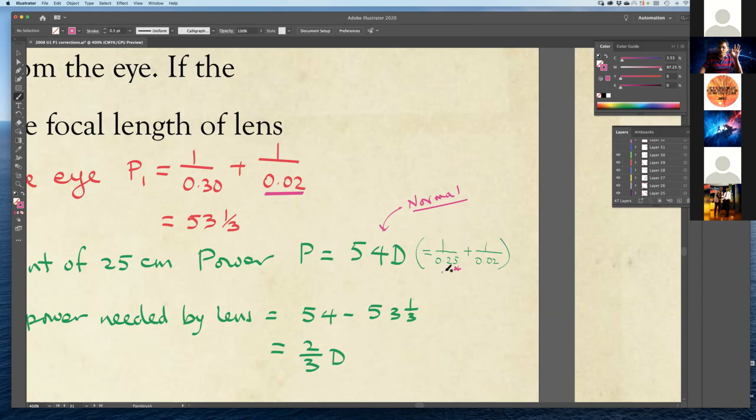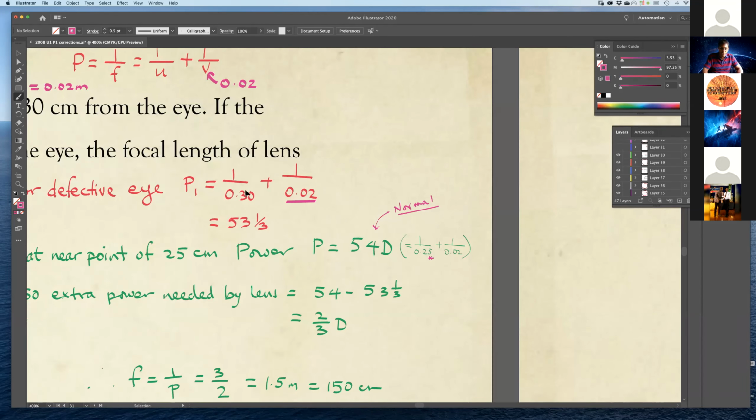I'm not sure who I was talking to, I think it's Jada. Yes, sir. I understand. All right, so you're working the same equation, Jada. You already know what this is. It's always going to be 0.02. But for the normal person, U is going to be 0.25, 25 centimeters. So the normal power for the normal person is 54 diopters.